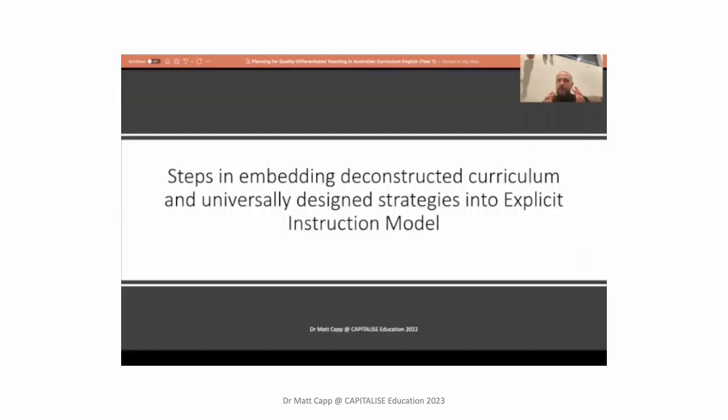So now that we've identified the content descriptors we're going to teach and model, the achievement standards students are going to demonstrate, and we deconstructed those. We thought about our common characteristics, strengths and functional impacts, and problem solved around targeted strategies. We now need to embed all of this into the explicit instruction model.